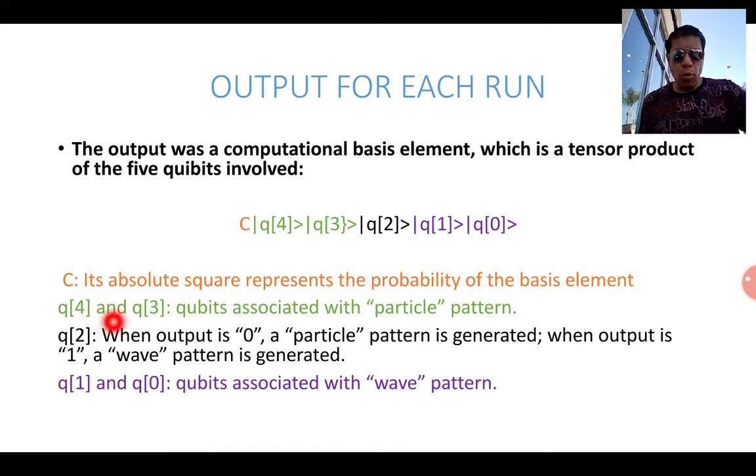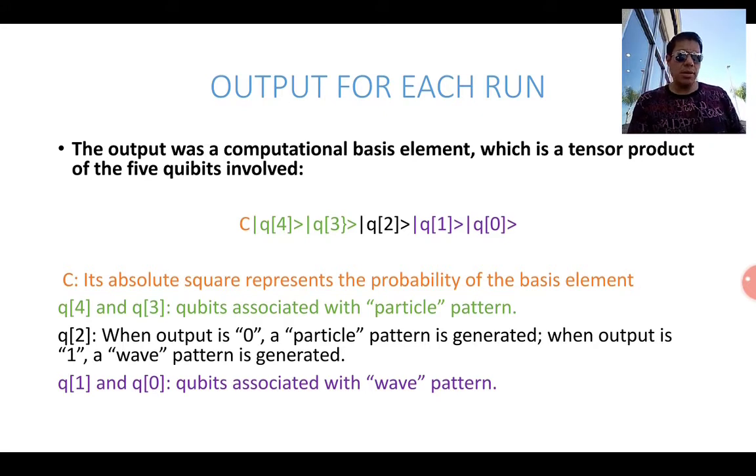Q4 and Q3 are the qubits associated with the particle pattern. Q2 will tell us about the pattern: when the output is 0, a particle pattern is generated, and when the output is 1, a wave pattern is generated. So basically in the output, this one tells us whether we're looking at a wave pattern or a particle pattern. That's why I obtained extra qubits, something that you don't get in the lab version of the delayed choice quantum erasure experiment. And then Q1 and Q0 are the qubits associated with the wave pattern.